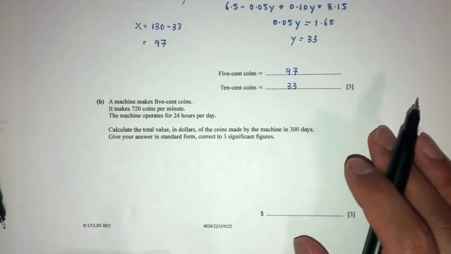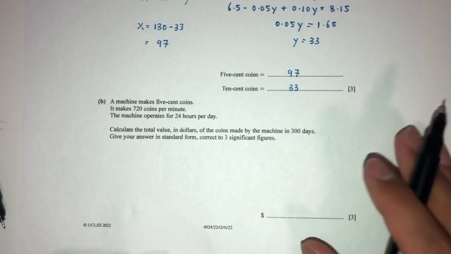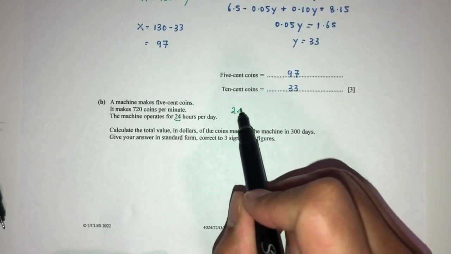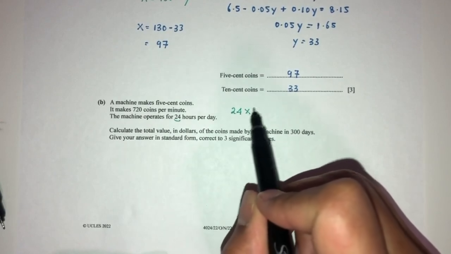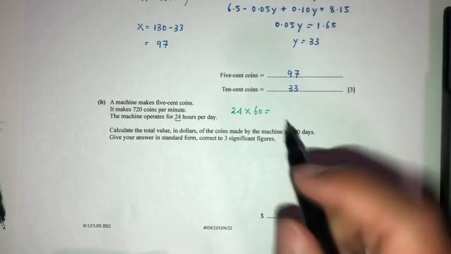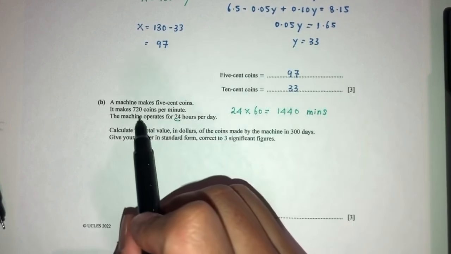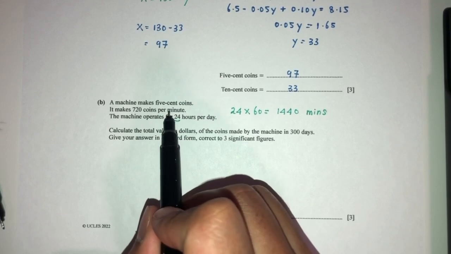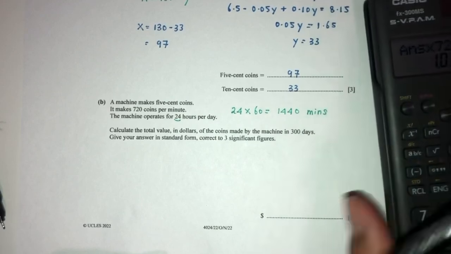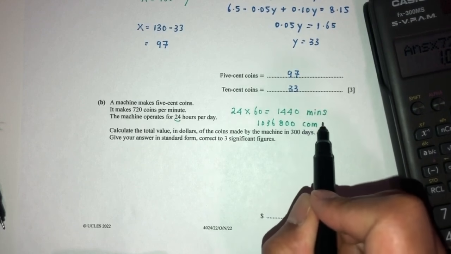Now for part B, a machine makes 5-cent coins. It makes 720 coins per minute. The machine operates 24 hours per day. So 24 hours per day, 1 hour is 60 minutes. So we times 60. That will be how many minutes per day? That will be 1,440 minutes per day. Now it makes 720 coins per 1 minute. Now in this many minutes, how many coins do you make? So pretty easy, times 720. You will make 1,036,800 coins in a day.